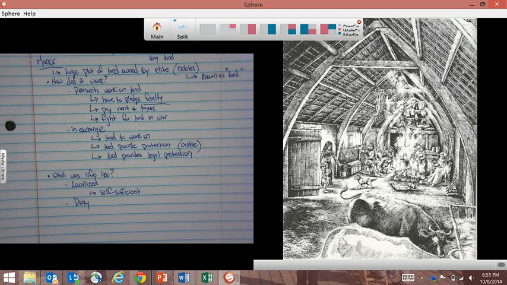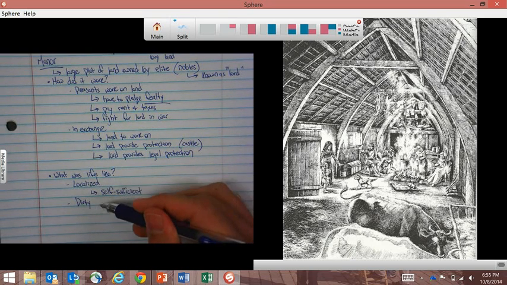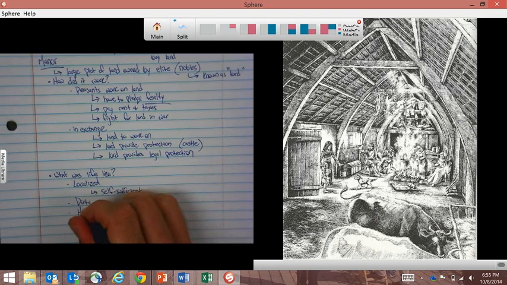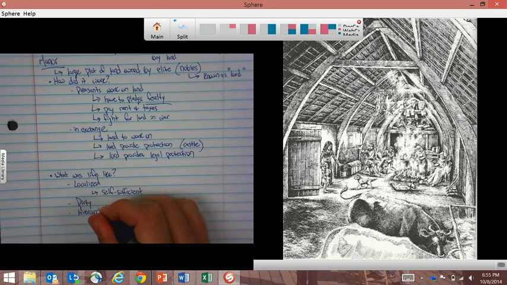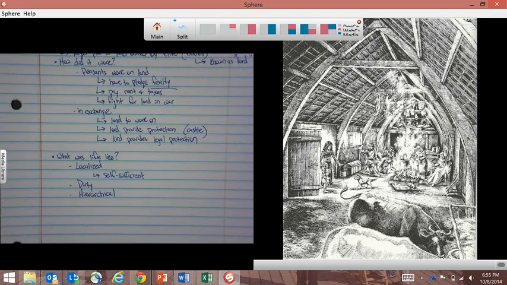All right, but in addition to the fact that it's a very localized, self-sufficient lifestyle, it's dirty, it was also very hierarchical. Hierarchical, meaning this is a class-based society. Really, the truth is, peasants weren't allowed to do anything without the Lord's permission.